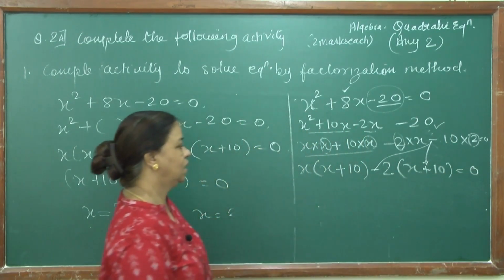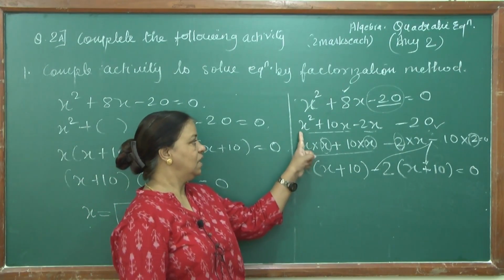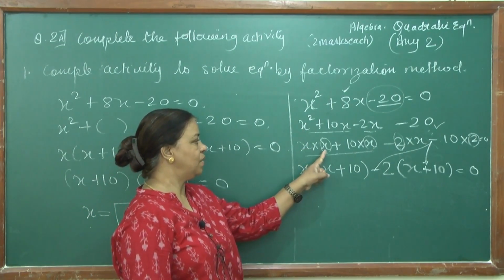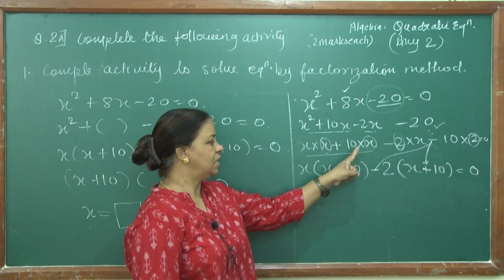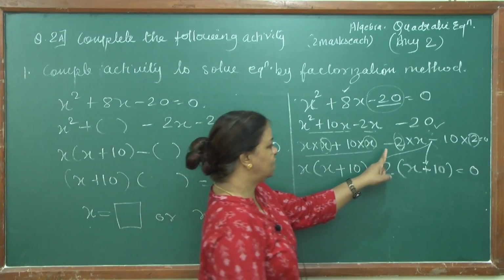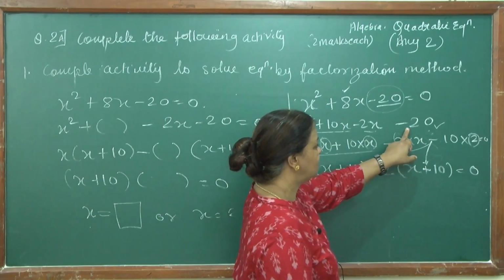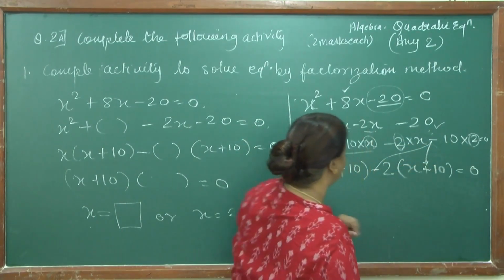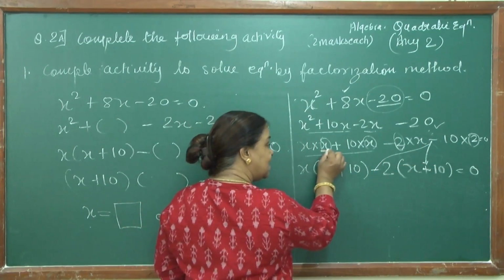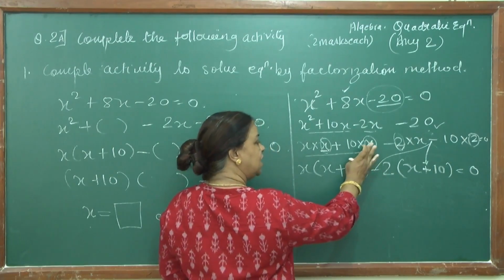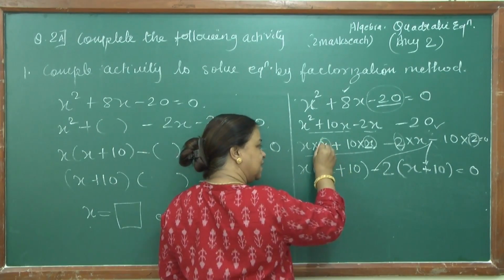Okay. How to select common? See, this was x square, x into x. This is 10x, 10 into x. This is minus 2x, minus 2 into x. This is minus 20, minus 10 into 2. Now there is x here, there is x. So this x I have taken out and therefore I made the circle.